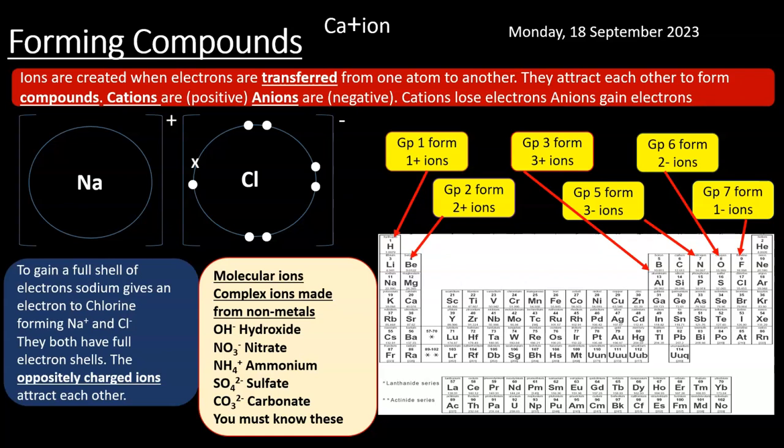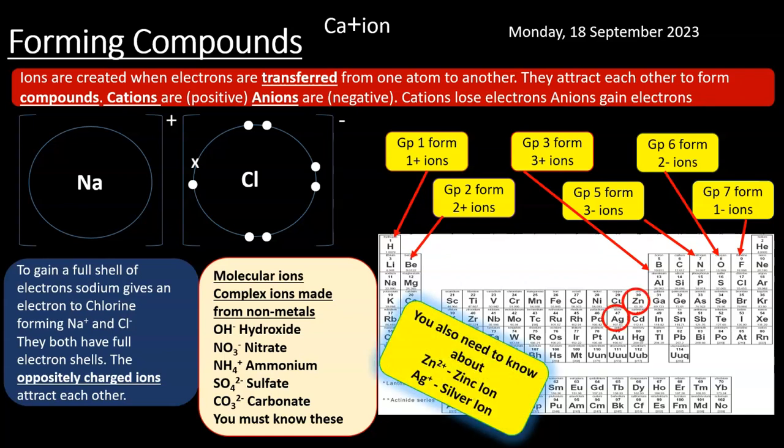There are 2 other metal ions which the syllabus says you must know. These are zinc 2+ and silver 1+, Ag, silver.